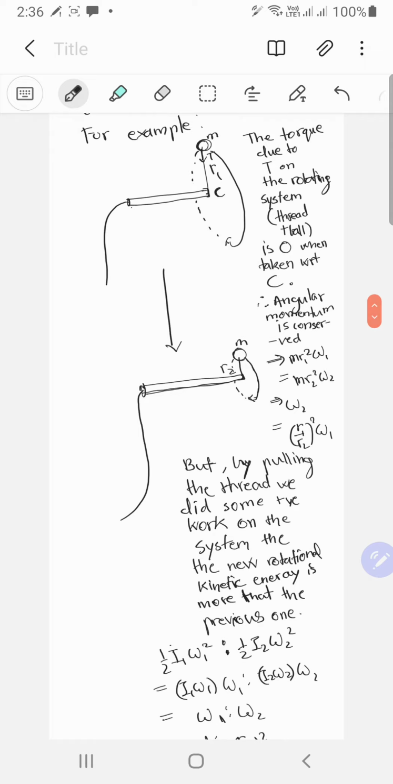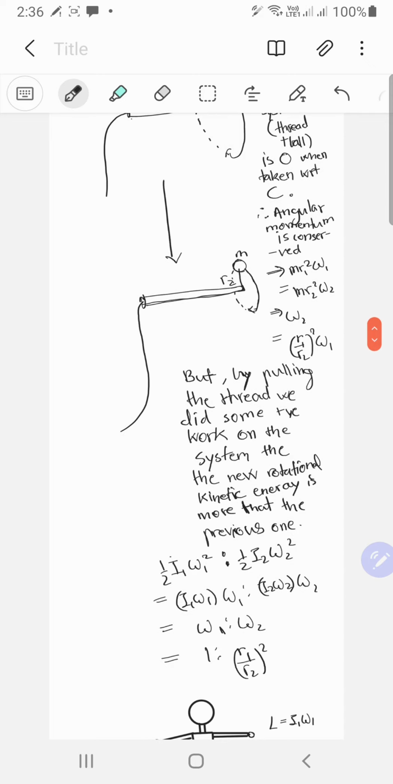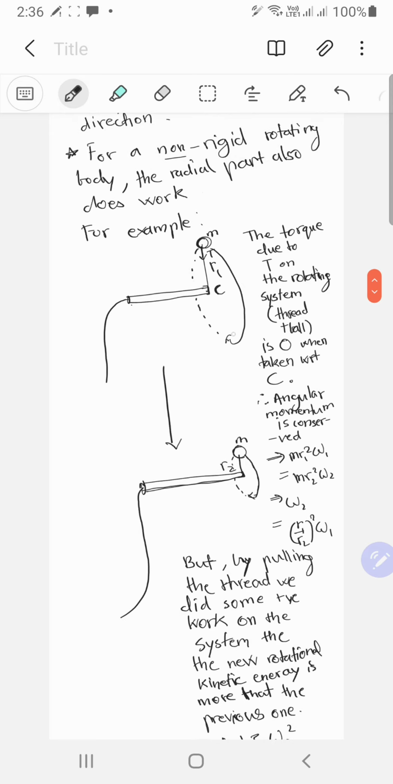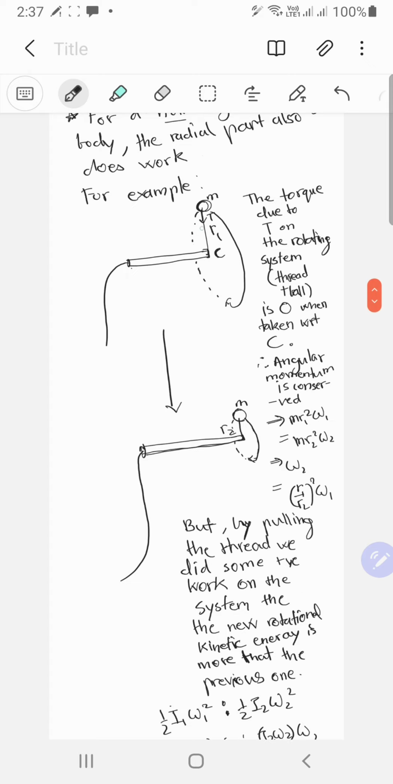So the torque due to T on the rotating system is 0 when taken with respect to C. That's evident because the force T is directly in the radial direction. It doesn't have any component in the tangential direction. So the torque is 0, which means that the angular momentum is conserved. Suppose I pull this thread and this radius reduces from r1 to r2, then the angular momentum will be conserved, because throughout the whole process, I can only pull it in the radial direction, so that does not create any torque.